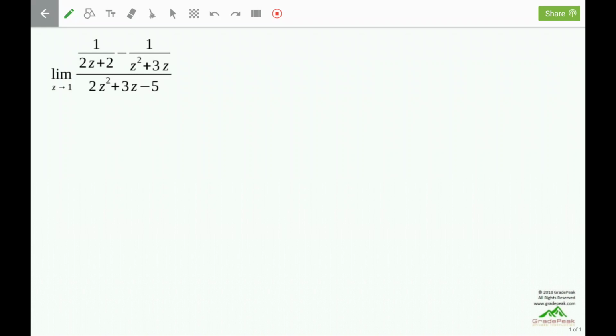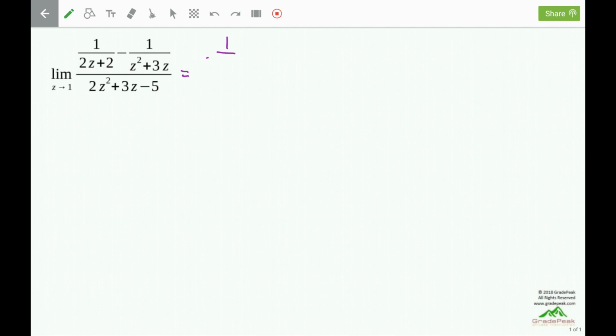Limit as z goes to 1 of (1 over 2z plus 2 minus 1 over z squared plus 3z), the entire thing over 2z squared plus 3z minus 5. The first thing we're going to do is try plugging a 1 in for each of the z's.